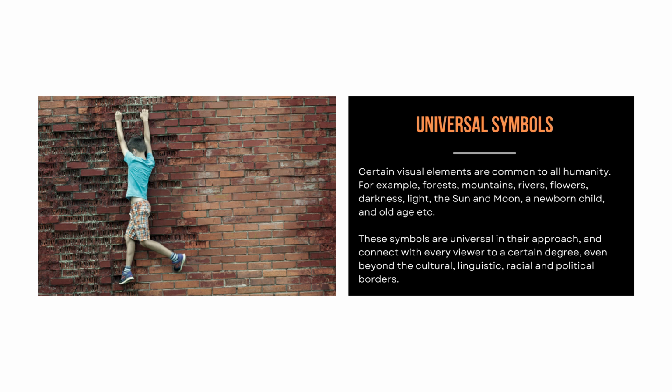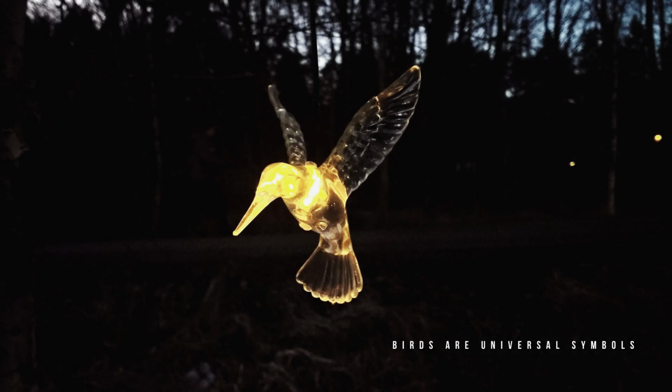Then universal symbols, as we said, go beyond the understanding of race, language, and political understanding. Forests, sun, moon, newborn child, these are universal symbols. When you use them in your photos, you also expand the horizon of your viewership, and this can be really good. Birds are universal symbols. Everybody associates similar feelings with birds. Not all kinds of birds, but birds in general.